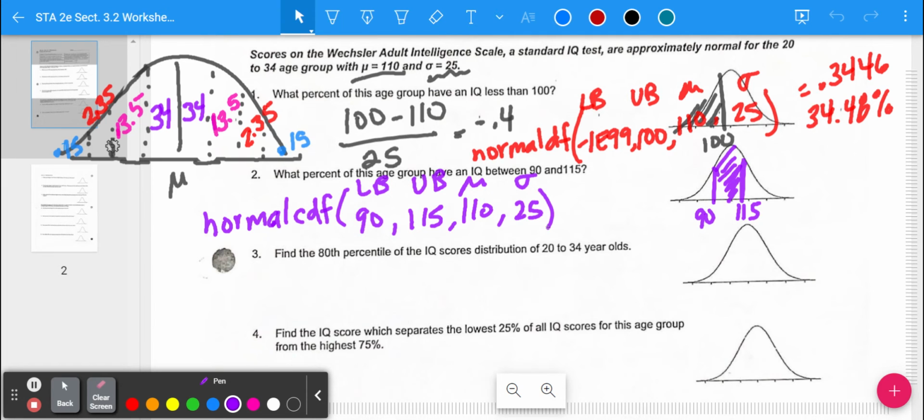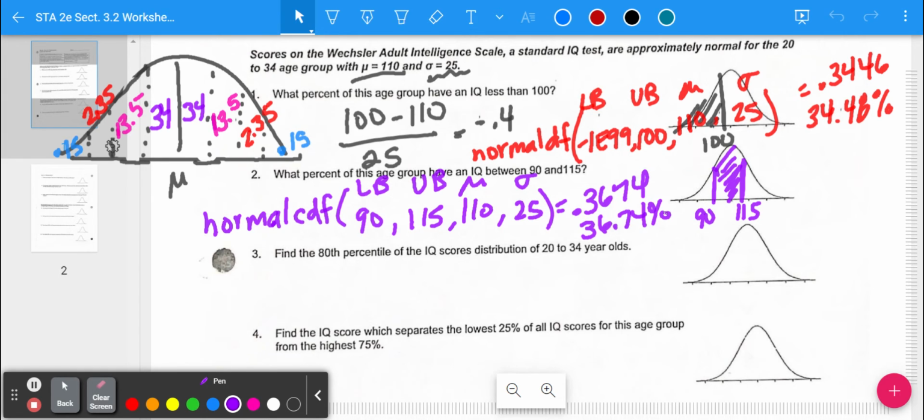So hit enter on the calculator. I get 0.3674. And again, if you want to turn it to 36.74%, you can. And this is acceptable for the worksheet, but for the AP test, you would want to write this in context. 36.74% of the age group have an IQ between 90 and 115.